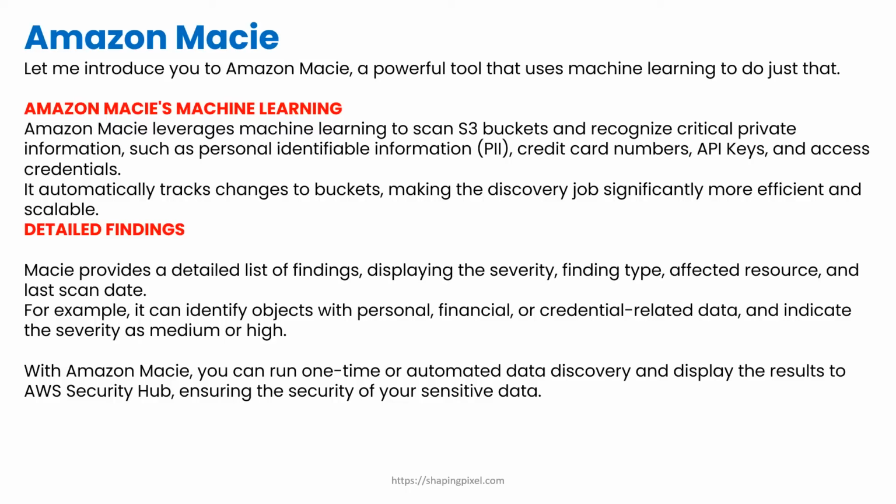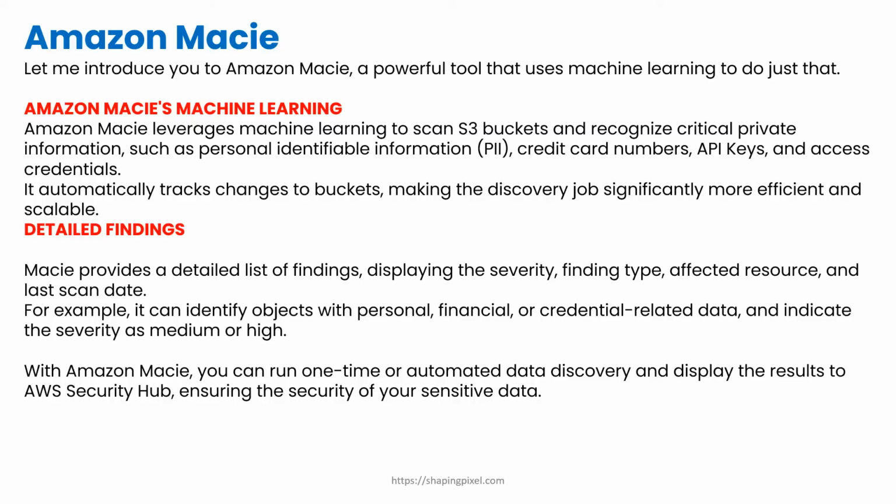Have you ever wondered how to efficiently discover and analyze sensitive data stored in Amazon S3 buckets? Let me introduce you to Amazon Macie, a powerful tool that uses machine learning to do just that. Amazon Macie leverages machine learning to scan S3 buckets and recognize critical private information such as personally identifiable information, credit card numbers, API keys, and access credentials.